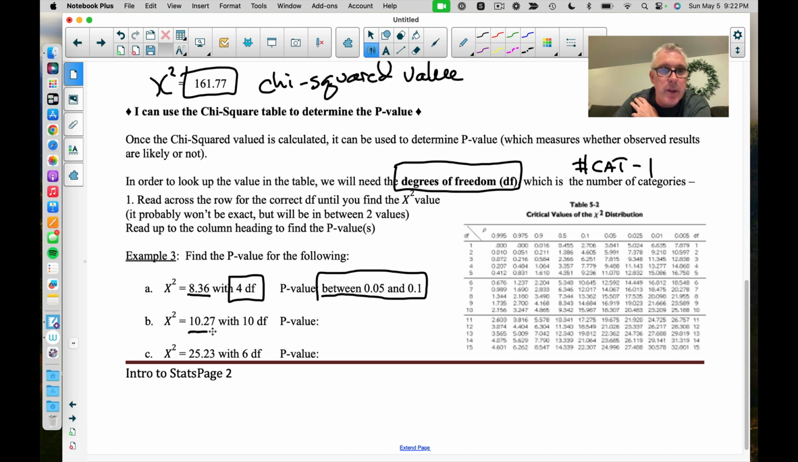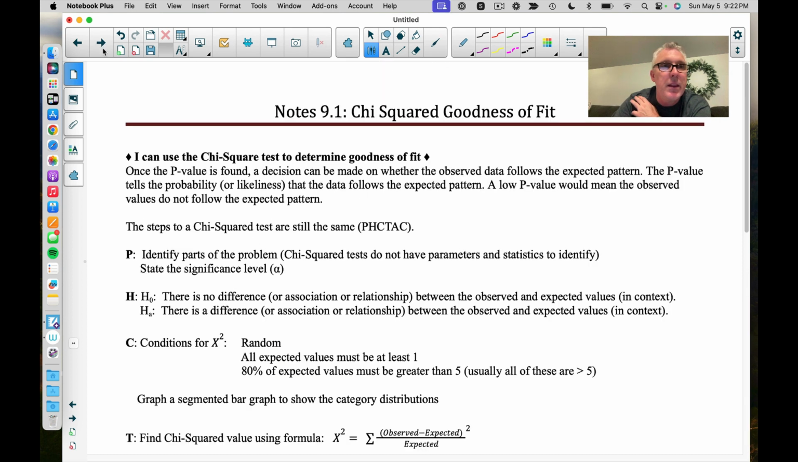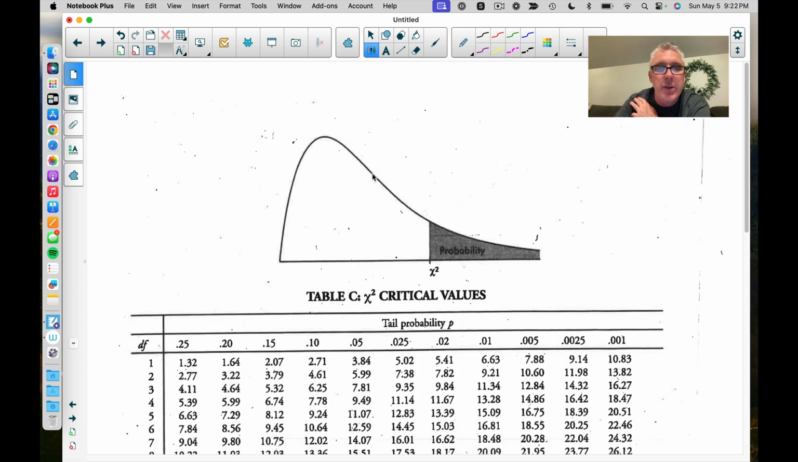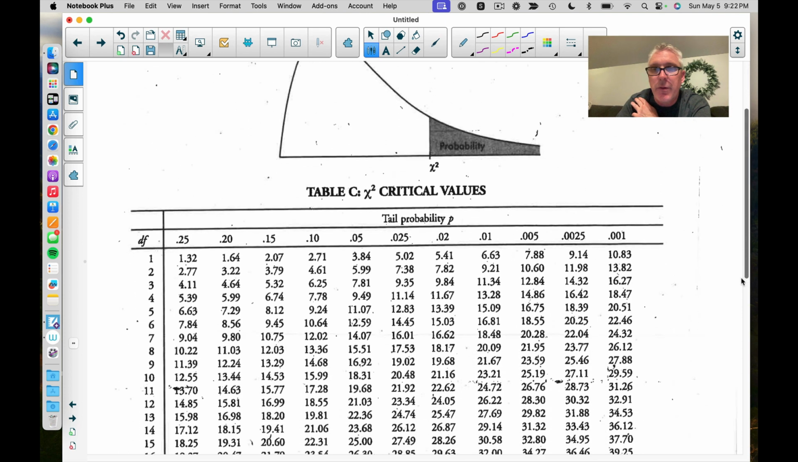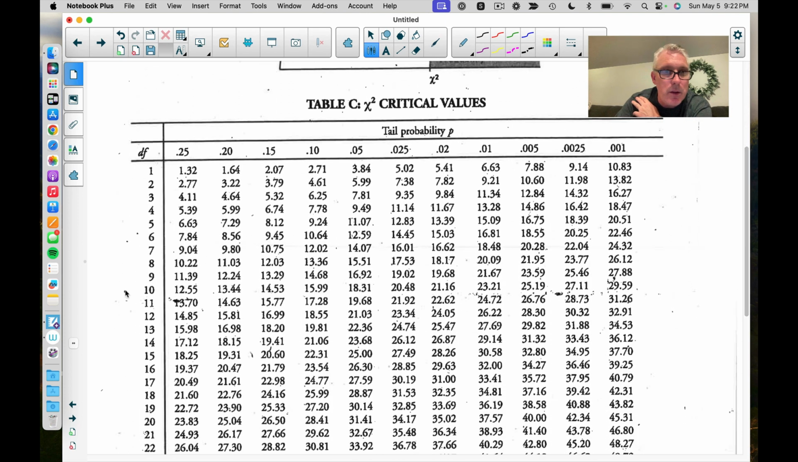Okay, let's try this one. 10.27, degrees of freedom of 10. So I'm going back here. I'm going to clear this off. Degrees of freedom of 10, which means I'm on this row, 10.27. 10.27, it is not on here at all. It's actually going to be on this side. It's going to be somewhere over here.